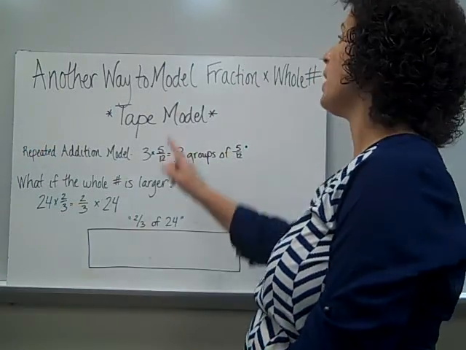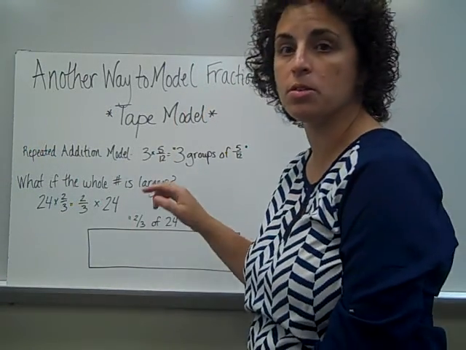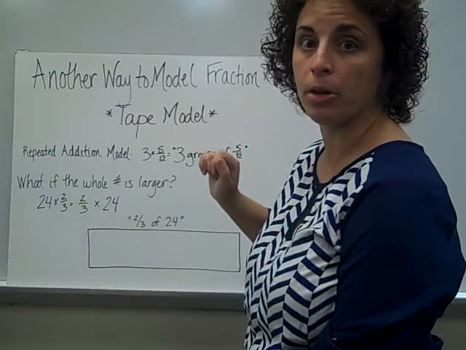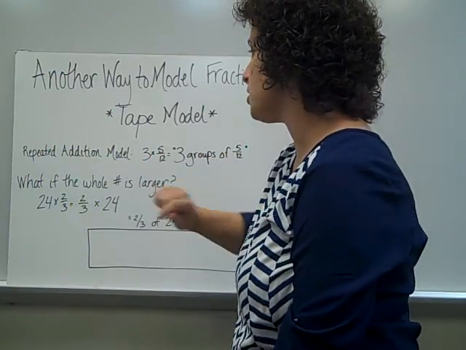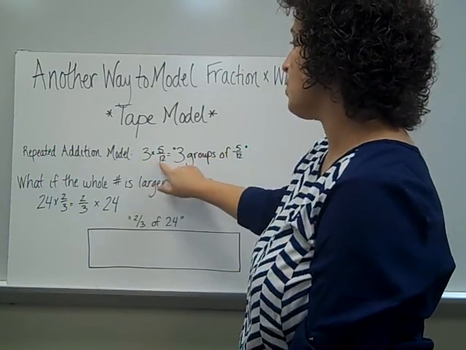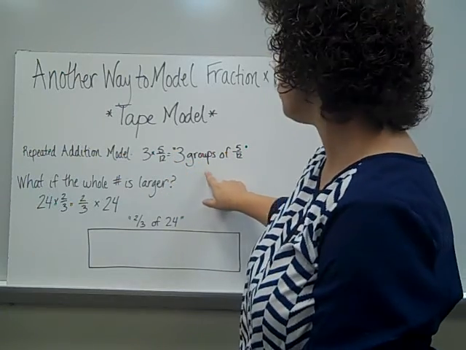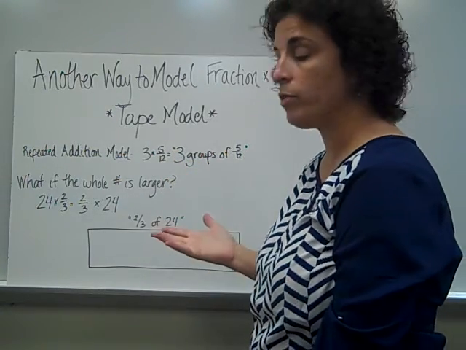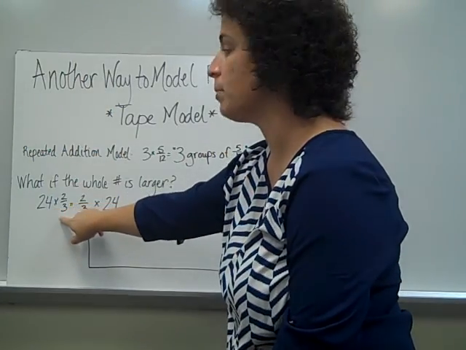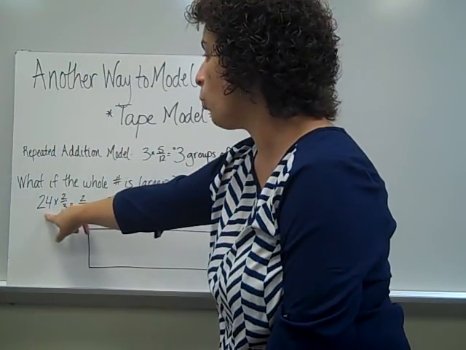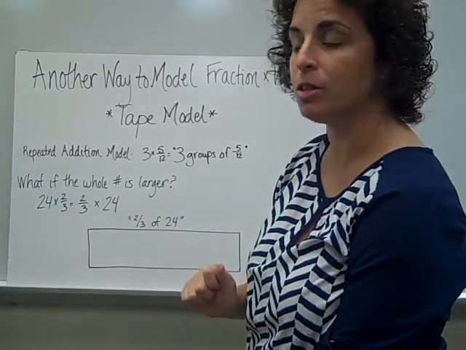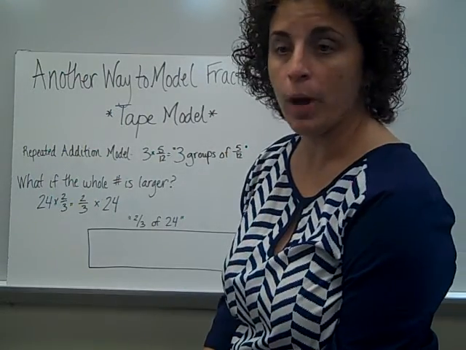Another way to model a fraction times a whole number is with a model called a tape model. The other day we looked at a repeated addition model, and so 3 times 5/12 we read as 3 groups of 5/12. Well, what if the whole number is bigger? 24 times 2/3. Are we going to draw 24 groups of 2/3? No, we're not. There's an easier way.